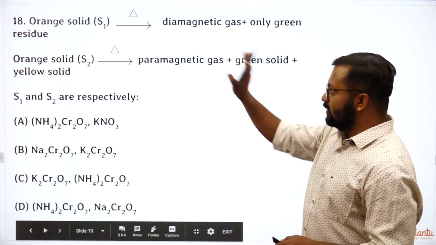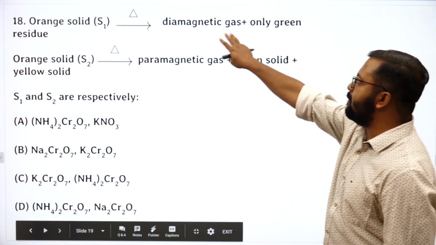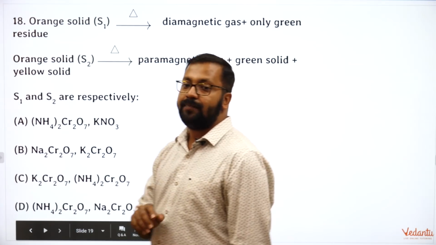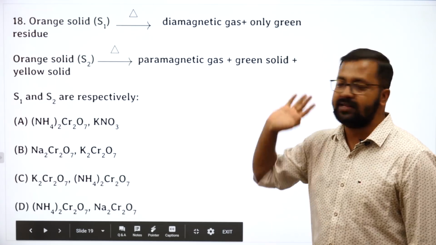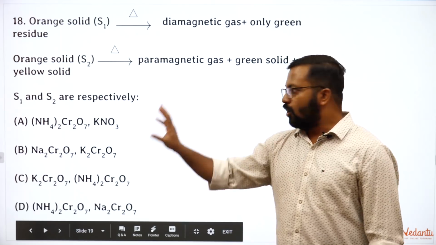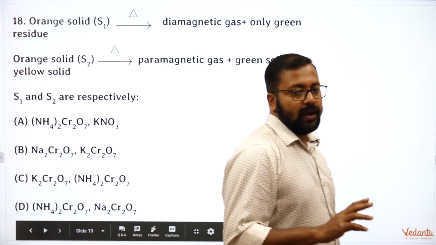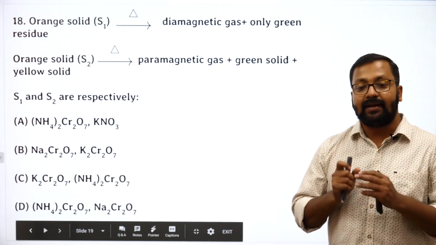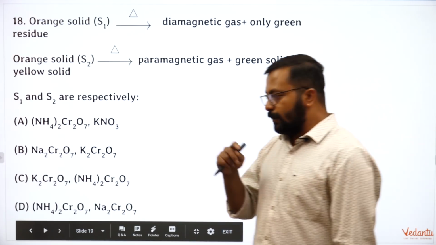Next. So in this question, orange colored solid S1, orange colored solid S2, diamagnetic gas, paramagnetic gas, इसको solve कैसे करना है? बहुत easy question है. याद रखिए हमारे पास सिर्फ क्रोमेट्स दिए गए हैं, नाइट्रेट तो हो ही नहीं सकता है. नाइट्रेट इज नॉट पॉसिबल, क्रोमेट इज पॉसिबल. ऑल ऑफ दीज क्रोमेट्स आर कलर्ड. अमोनियम डाइक्रोमेट, पोटेशियम डाइक्रोमेट एंड सोडियम डाइक्रोमेट, ऑल ऑफ देम आर ऑरेंज कलर्ड. बट लेकिन उनको डिकम्पोजिशन करके उनका जो प्रोडक्ट आता है, द प्रोडक्ट्स आर डिफरेंट.